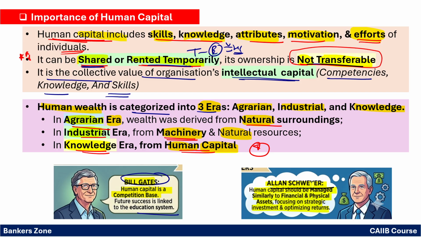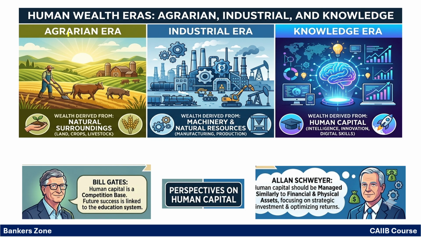Right now, see through the picture you will get the idea clarity. See, in the agrarian era, from natural surroundings, natural resources, we are getting the wealth. In the industrial era, from industries we are getting the wealth. In the knowledge era, we are getting the wealth simply from the human capital, right? From human capital. So what does Bill Gates say? These are the perspectives on human capital. Bill Gates: human capital is a competition base.